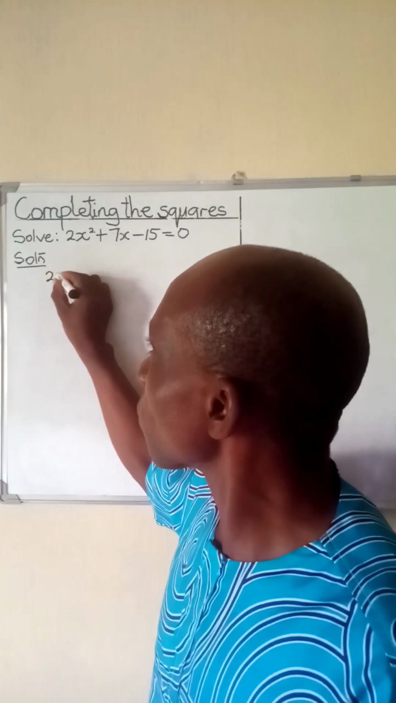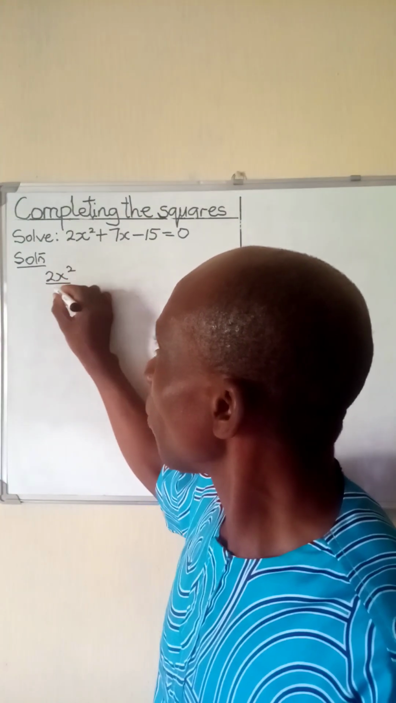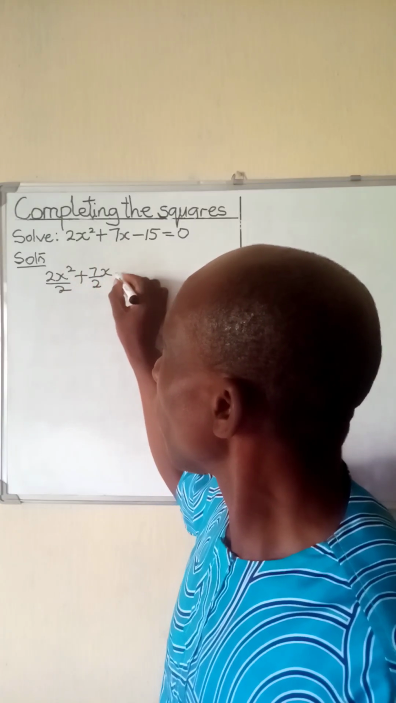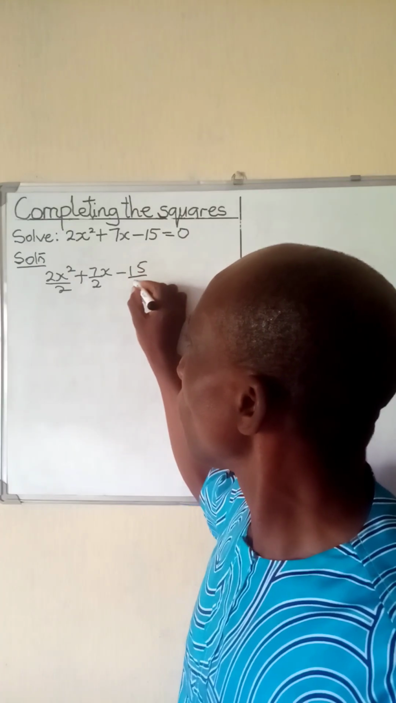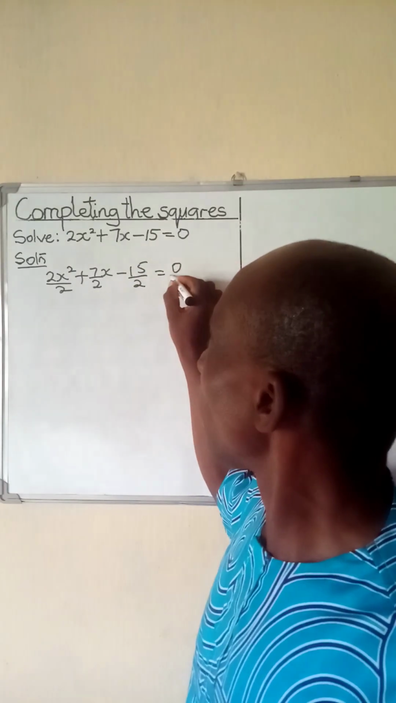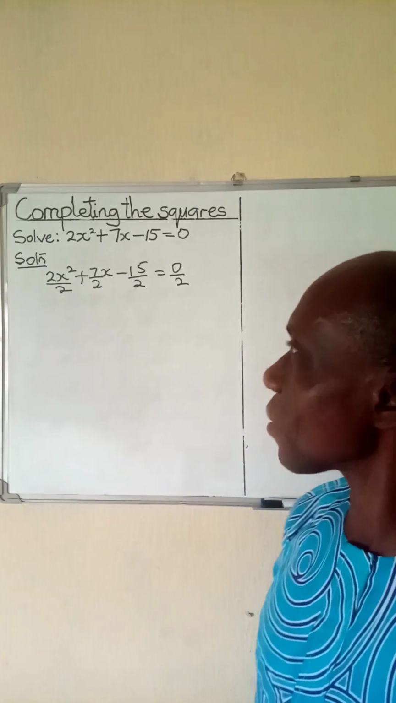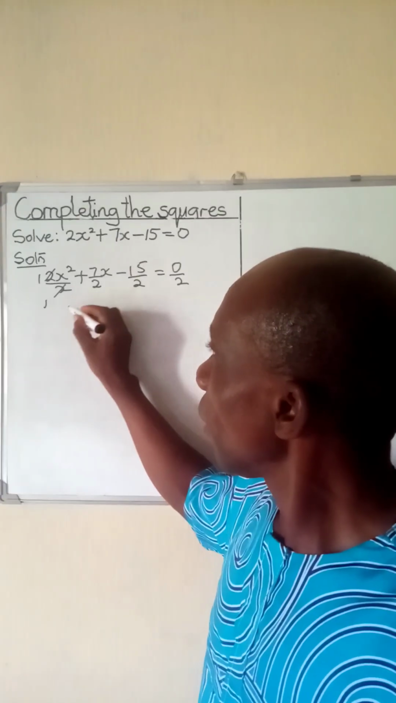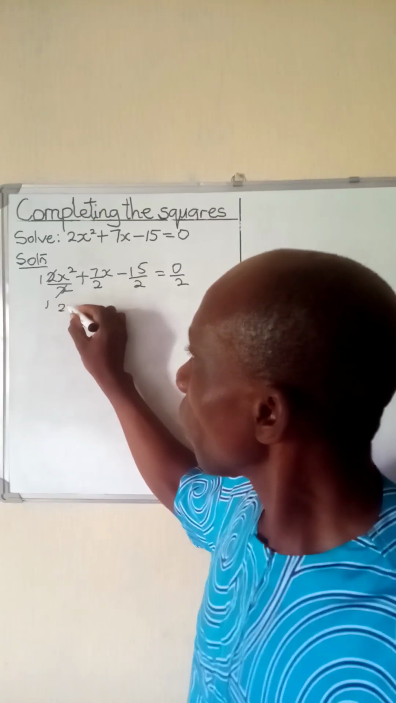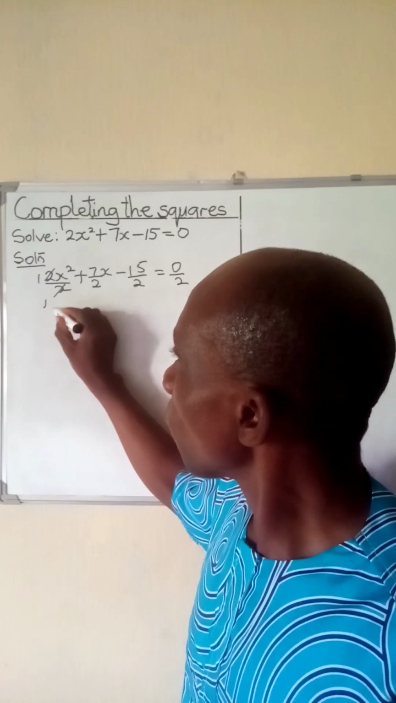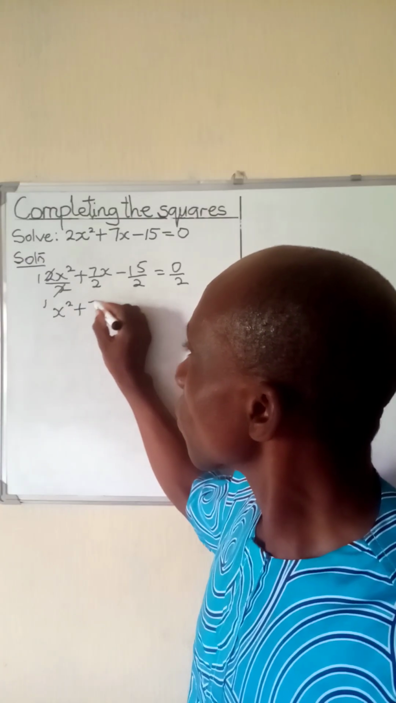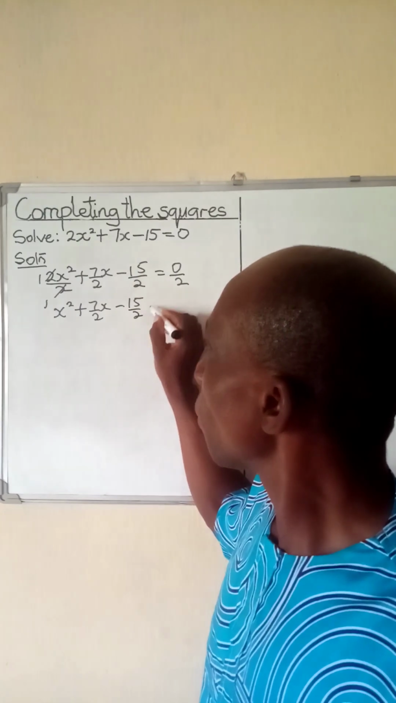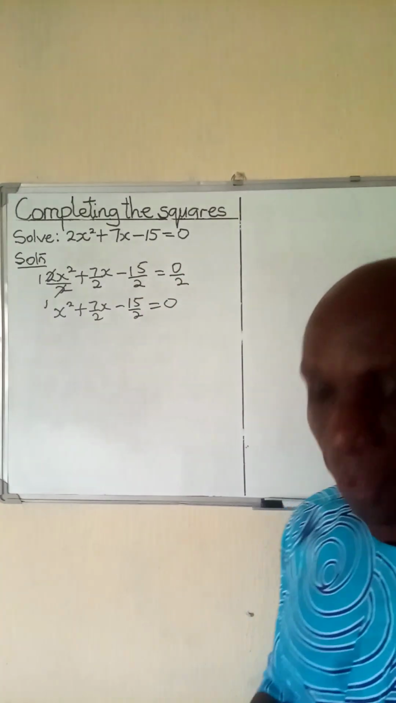So we'll have 2x squared divided by 2, plus 7 over 2 x, minus 15 over 2, equals 0 over 2, so that people will not say, why not divide the right hand side? All right, now 2 will divide itself, and so we are left with x squared plus 7 over 2 x minus 15 over 2 equals 0. You know, 0 divided by anything is still 0.